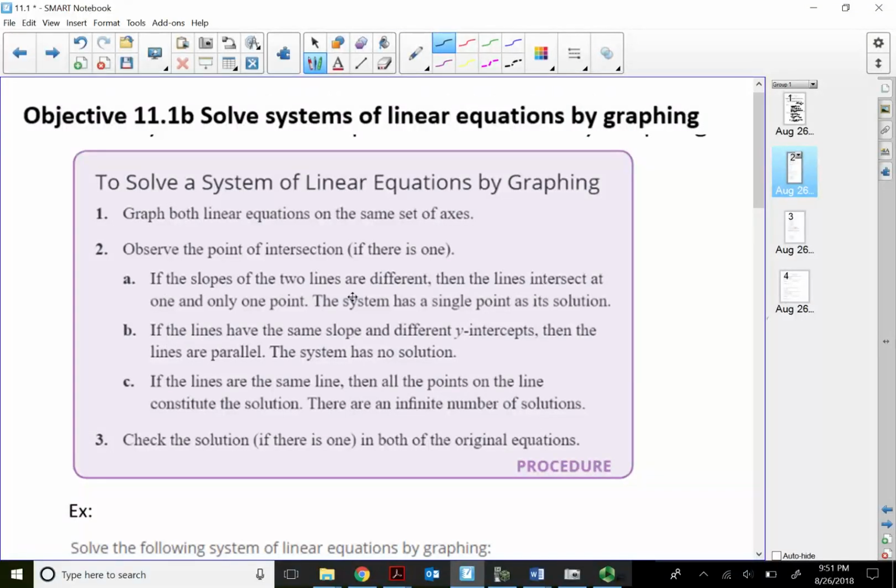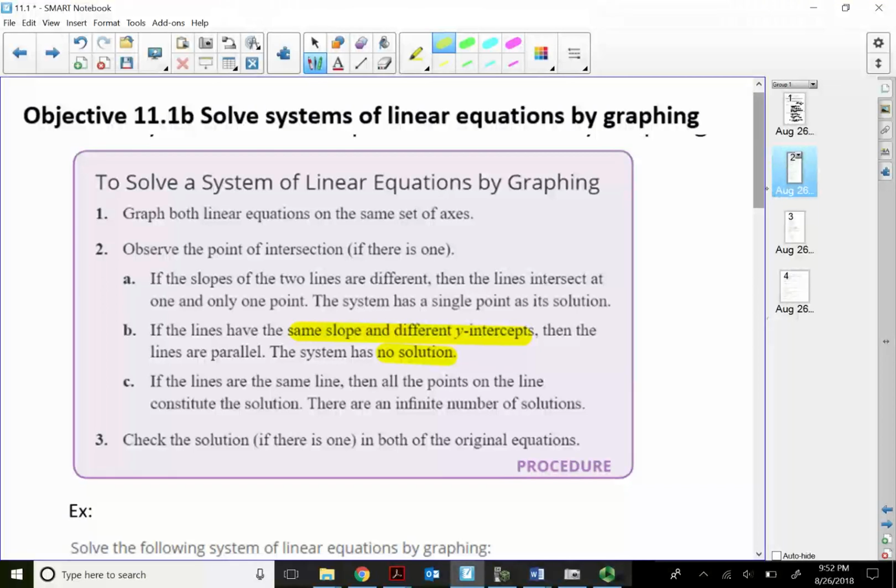If the slopes of the two lines are different, then the lines intersect at one point and only one point. The system has a single point as its solution. If the lines have the same slope and different y-intercepts, then they are parallel lines. That means they have no solutions. If the lines are the same line, then all points on the line constitute a solution, so there are an infinite number of solutions. Then we can also check it against its original equation.